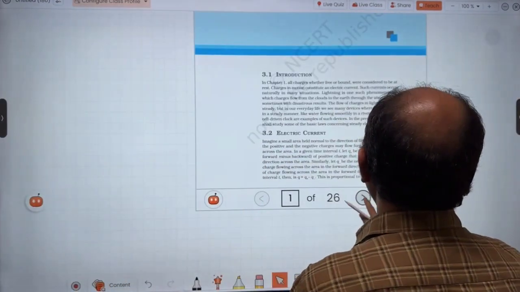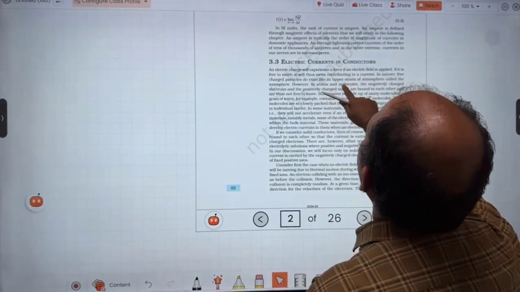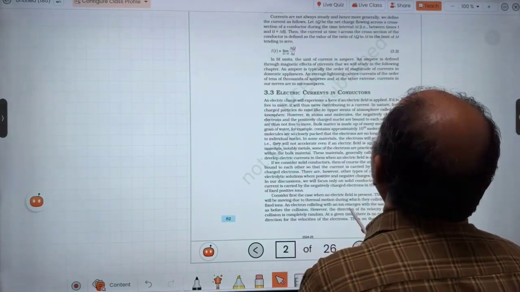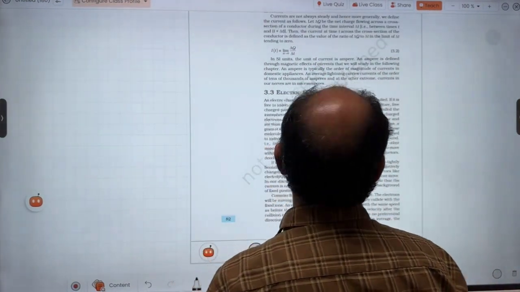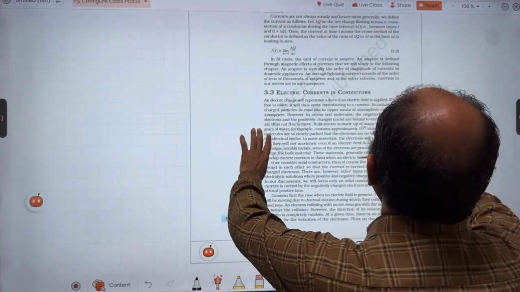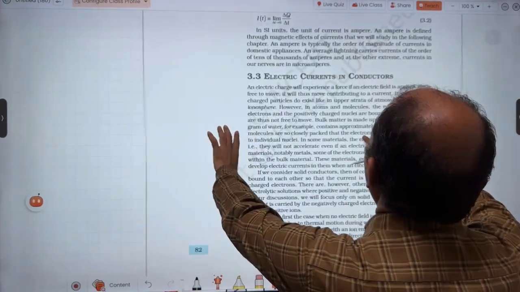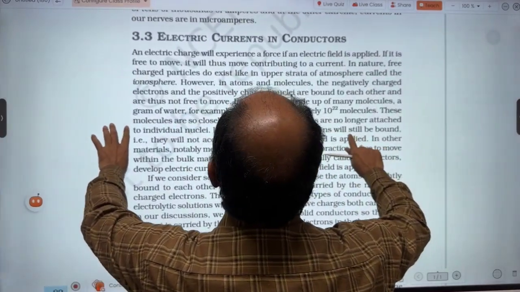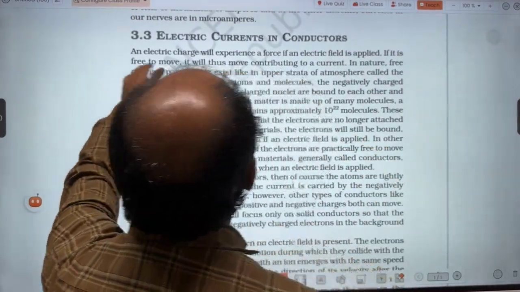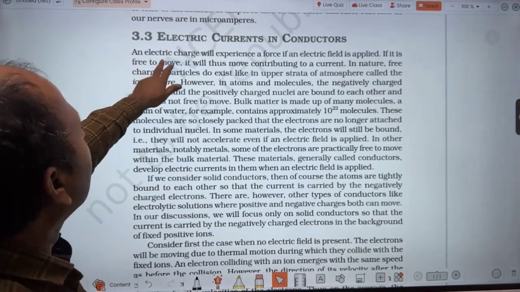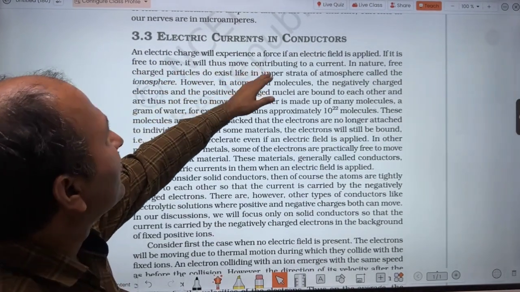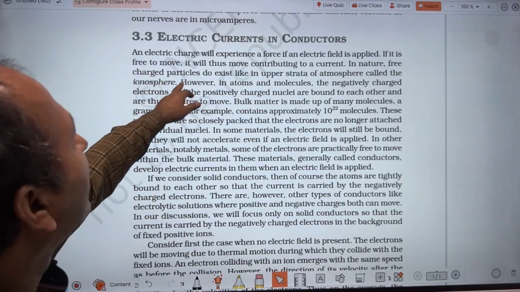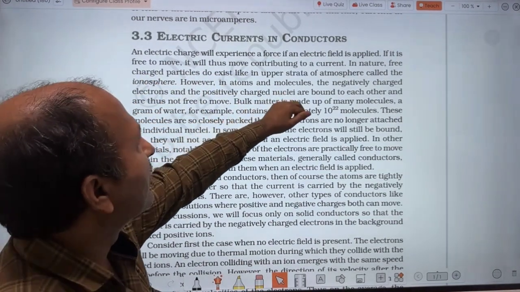Now here the same basic thing is given. Now, electric currents in conductors. Here you know that in case of a conductor there are a large number of electrons. So let's read it. An electric charge will experience a force if an electric field is applied. If it is free to move, it will thus move, contributing to a current.